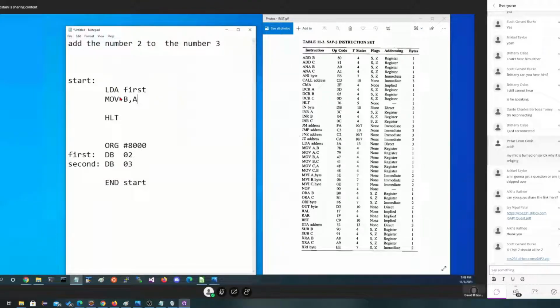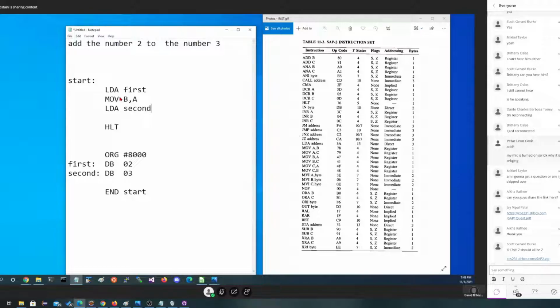Somebody else put your hand up. We got to get it out of memory, right? So Dante, how do I get that 3 out of memory? We're going to load accumulator second. So LDA second. Okay, now do I need to move it to the B register also? No, we don't.